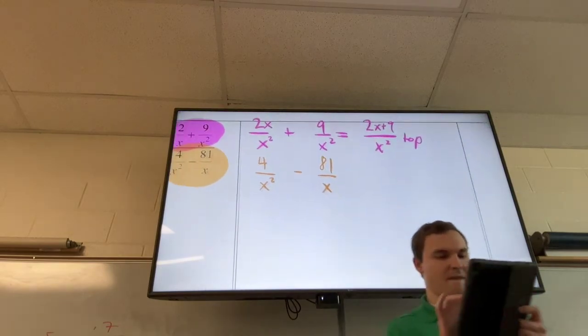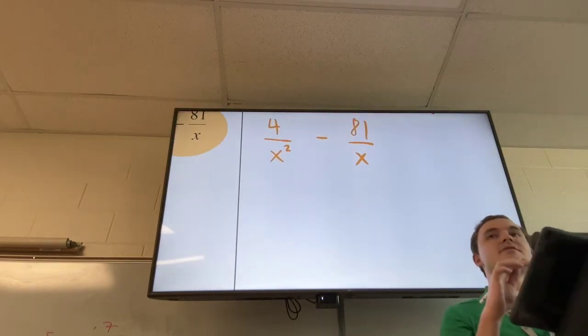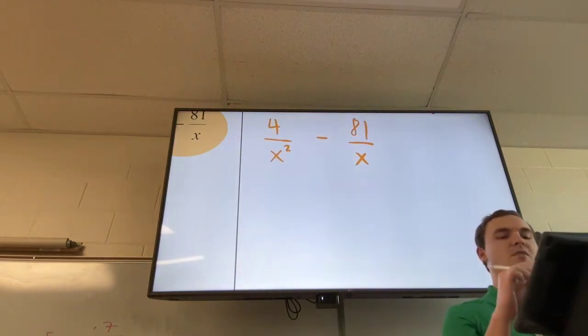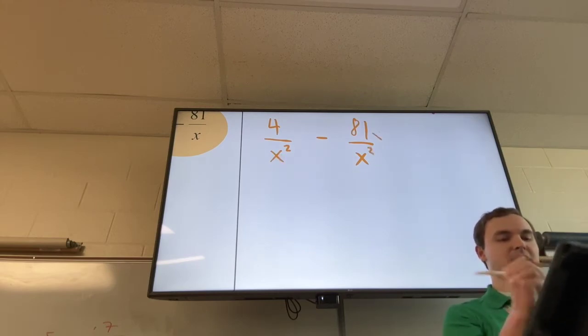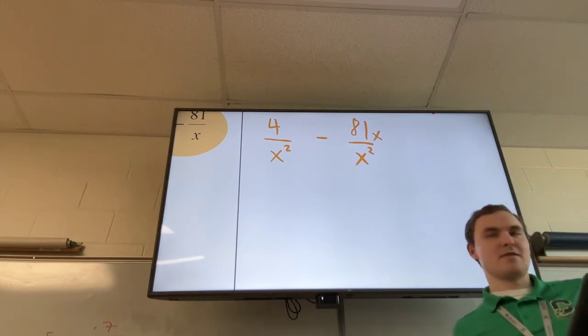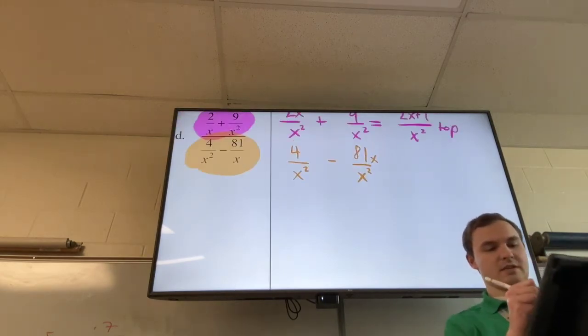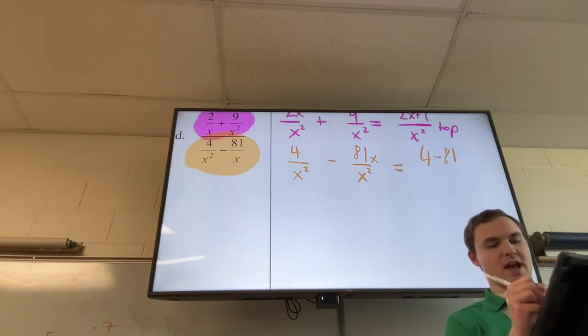I'm not going to do that. So I need to make sure, what's this missing that this one has? Same thing. So I need to multiply the top and bottom by x. Okay, that becomes 4 minus 81x all over x squared. That's the bottom.